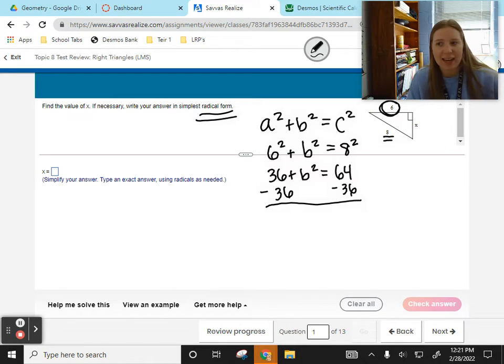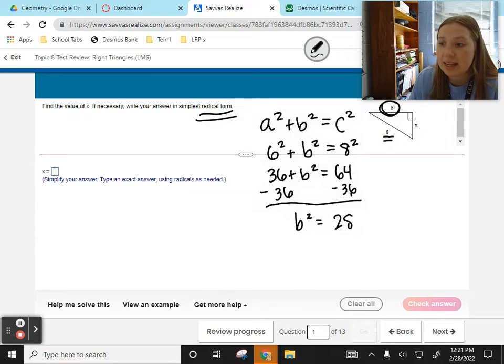And here I'm going to get, I think, 48. 64 minus 38. Oh, wait. 64 minus 36. It's 28, not 38. B squared equals 28. And then our last step is going to get B all by itself. So I take the square root of both sides. That cancels out my exponent. B equals the square root of 28.